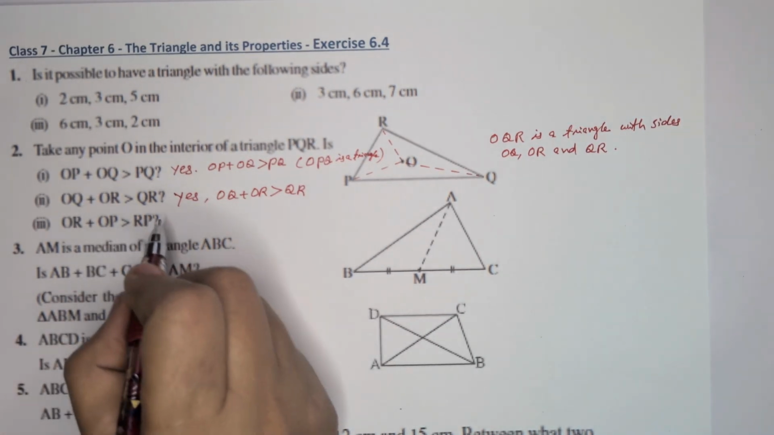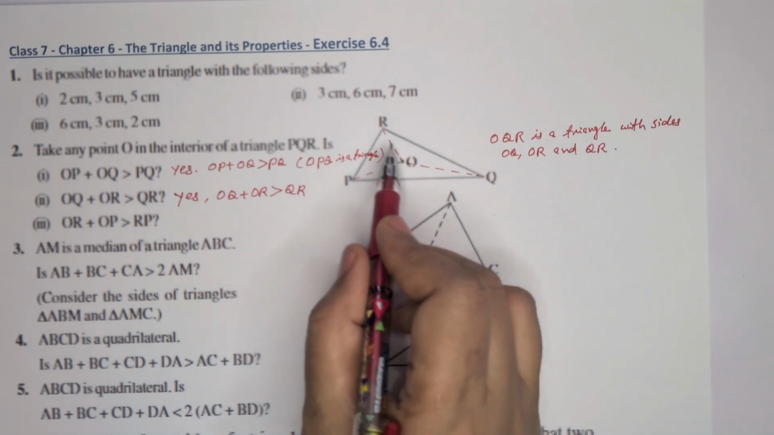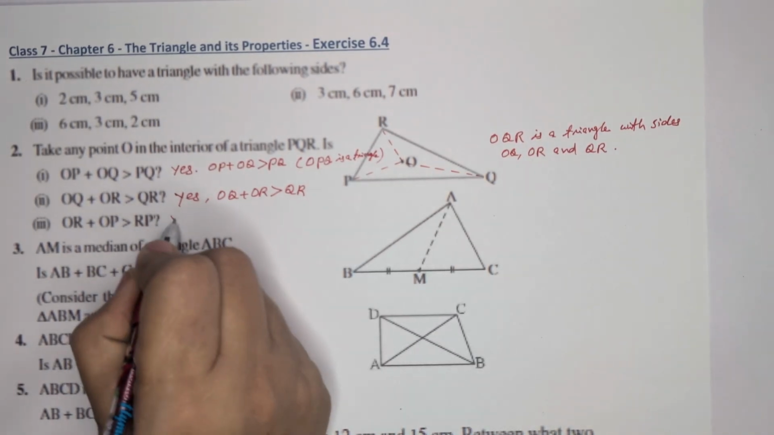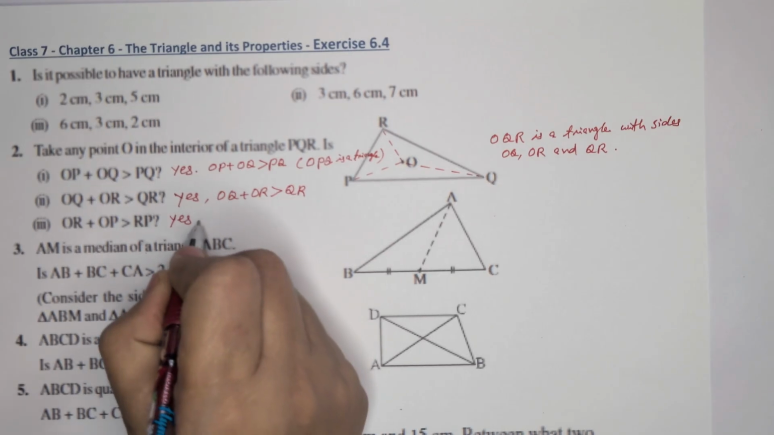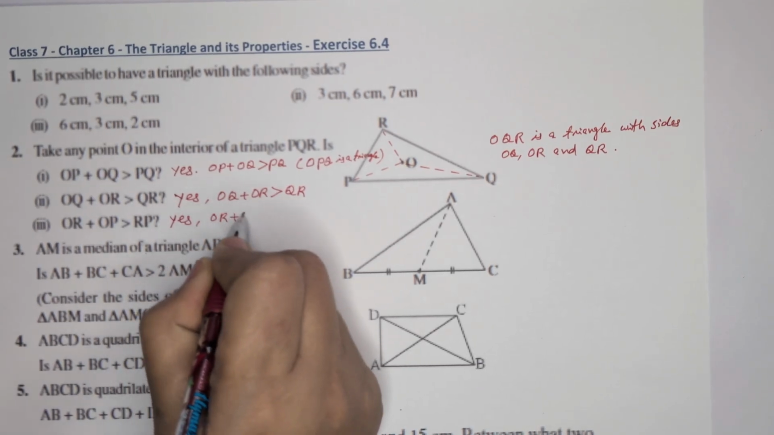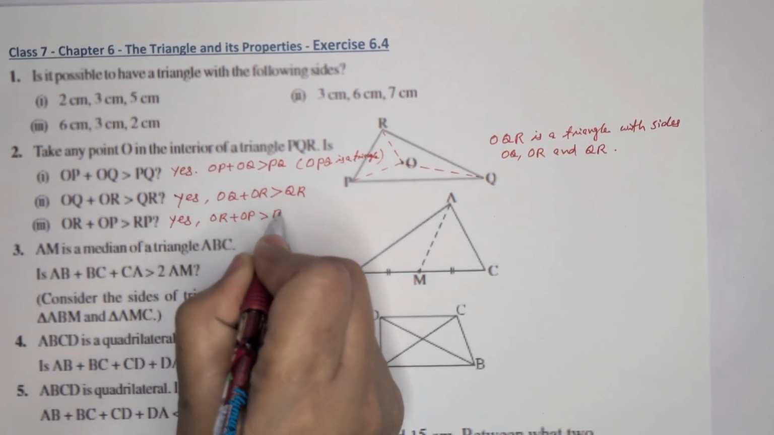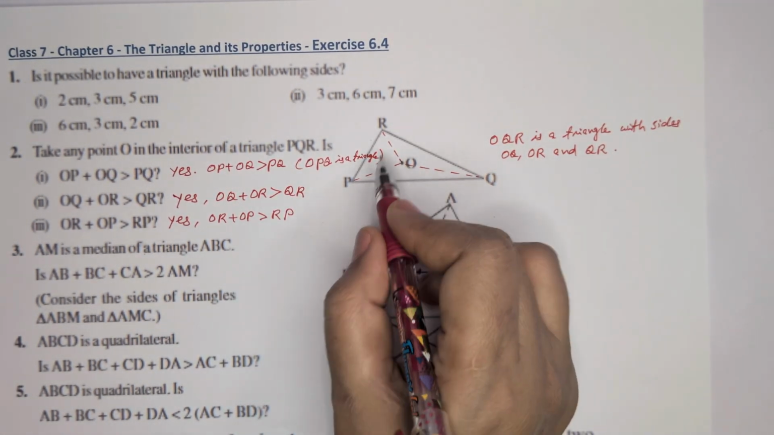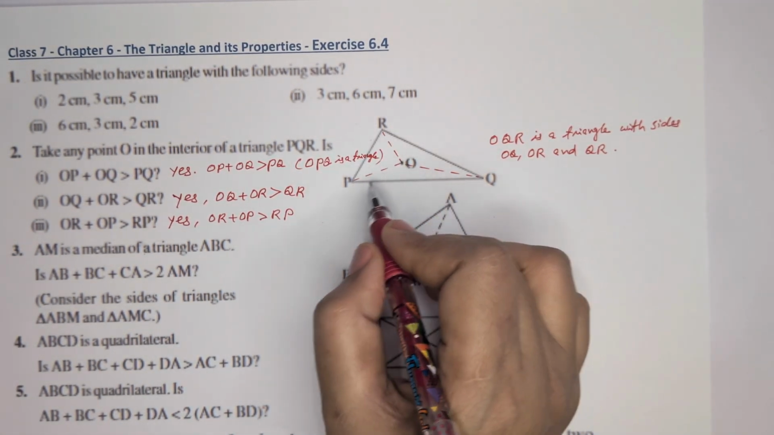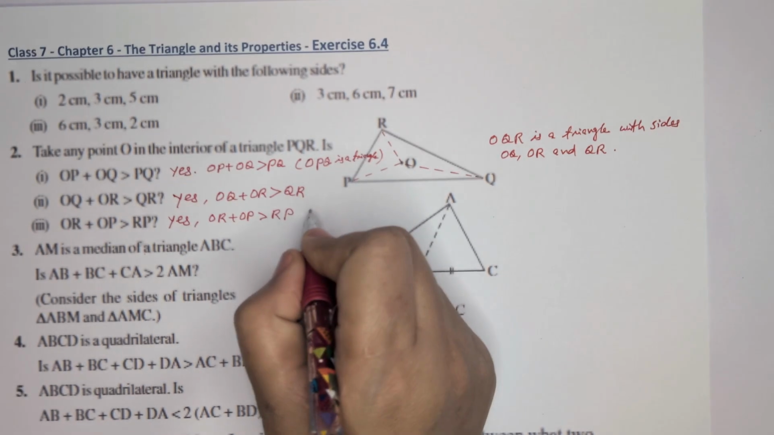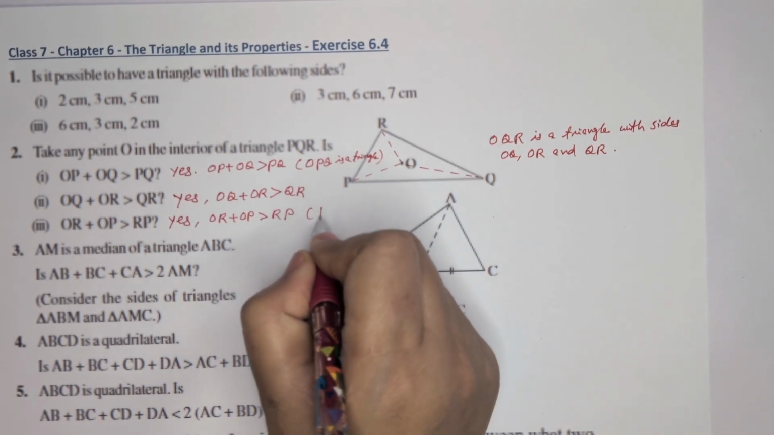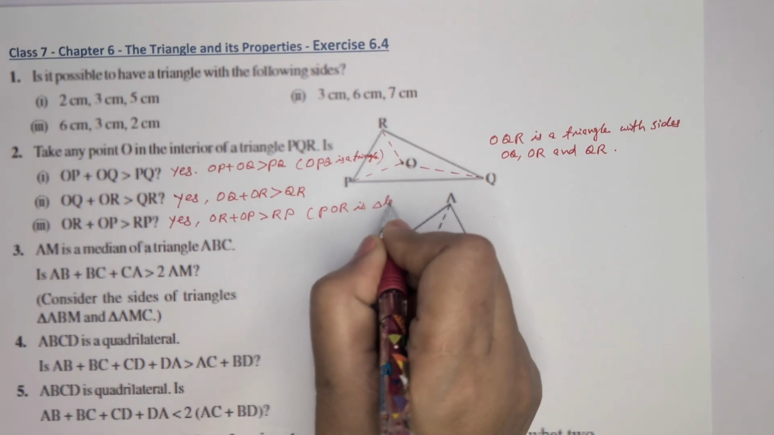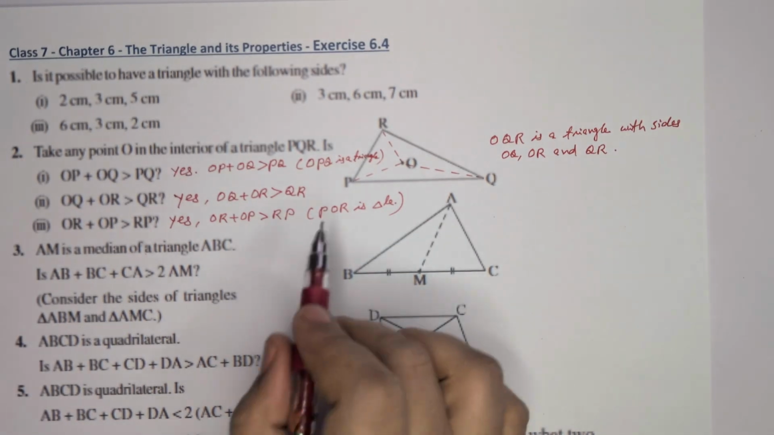Then here OR plus OP is greater than RP. That also is. OR plus OP is greater than RP. The reason we can write is that ROP, or POR, is a triangle with these three sides.